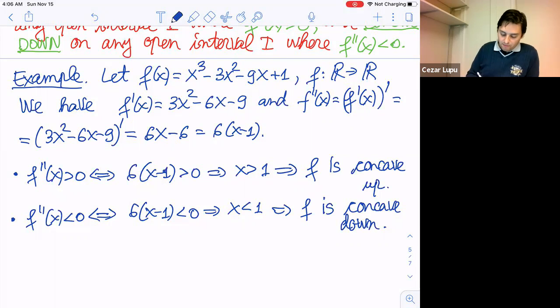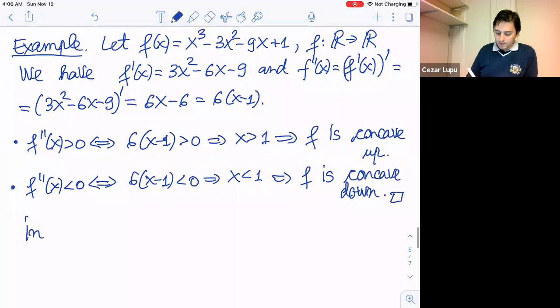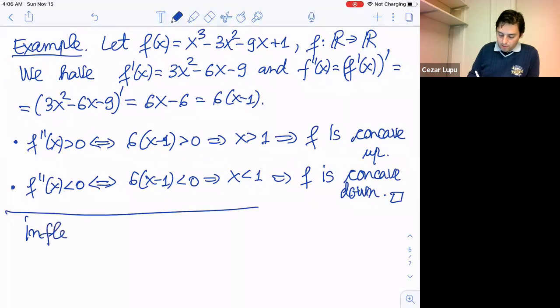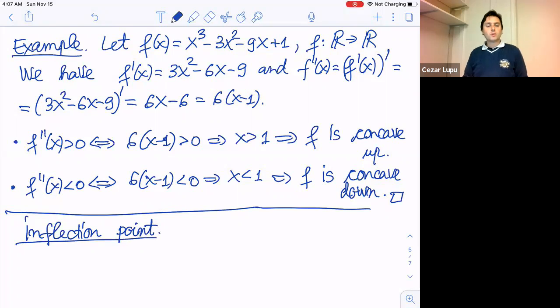Now let's talk about inflection points. As you can imagine, there must be something, for example, on the graph of a function. At some point, if I have a function which on a certain portion is concave up, and then it goes concave down, then that point where this situation changes will be called the inflection point.